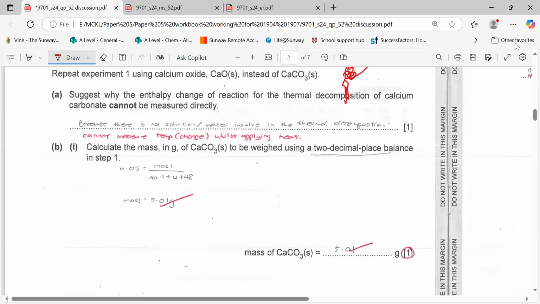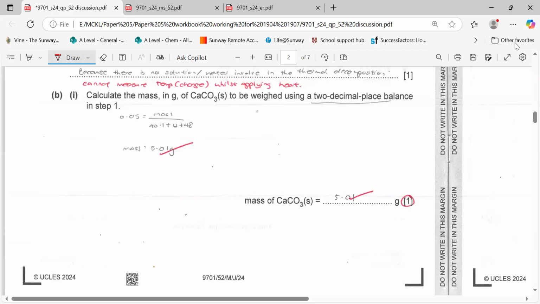Part B1, calculate the mass in gram of calcium carbonate to be weighed using a 2 decimal place weighing balance in step 1. Since you wanted 0.05 mole, you multiply with the molar mass of calcium carbonate. The mass should be 5.04. 2 decimal place, your answer must land in 2 decimal place. Okay, next.